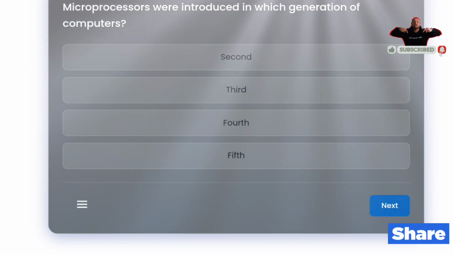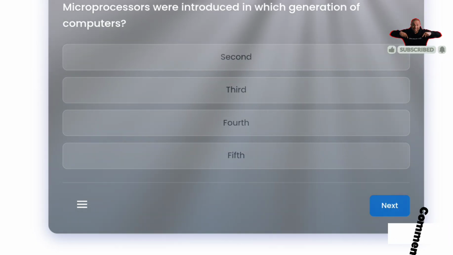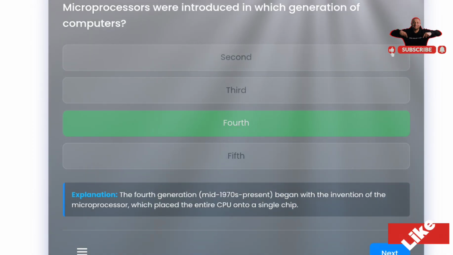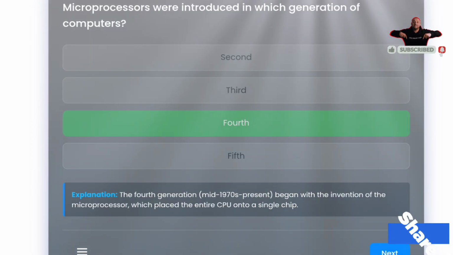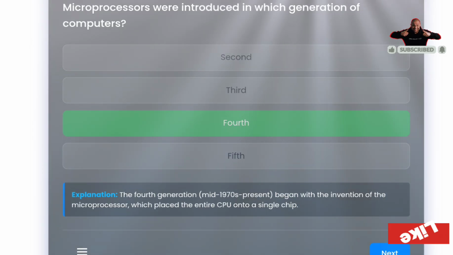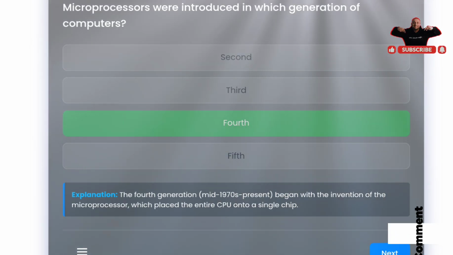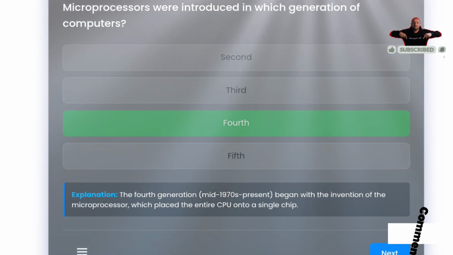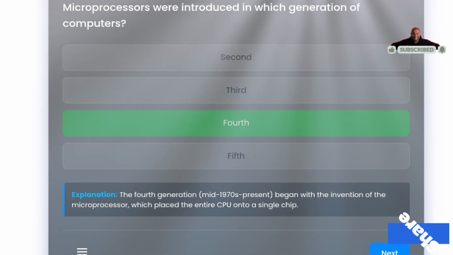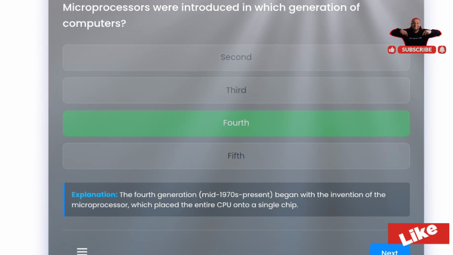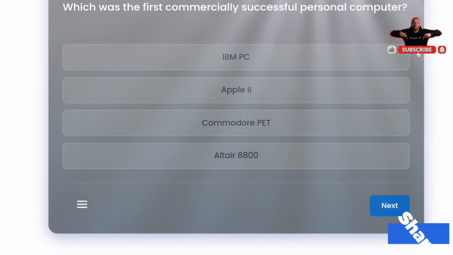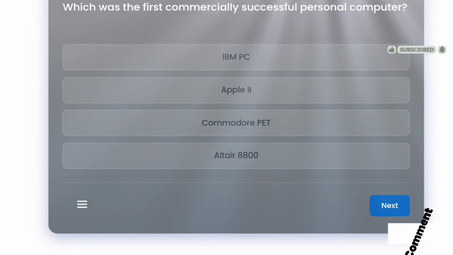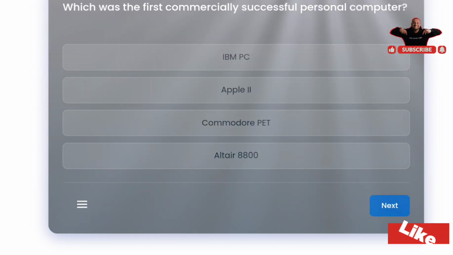microprocessor were introduced in which generation of computer? Fourth generation। द फोर्थ जनरेशन, दैट मिड 1970s से, मतलब अभी तक जो जनरेशन कंप्यूटर यूज़ किया था वो फोर्थ जनरेशन है। Begin with the invention of the microprocessor which placed the entire CPU onto a single chip. Okay. Next question. Which was the first commercial successful personal computer?